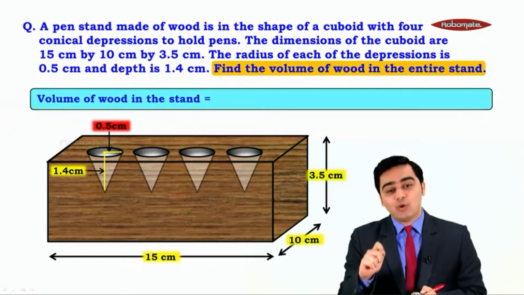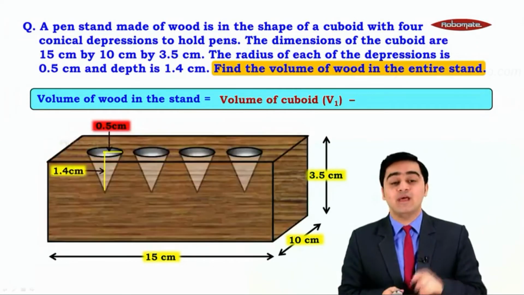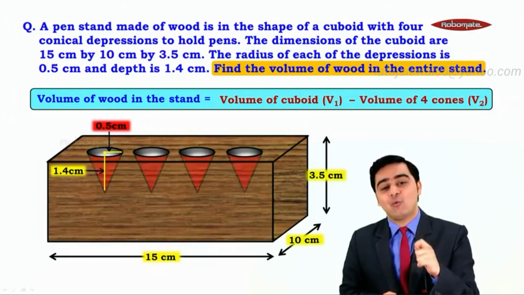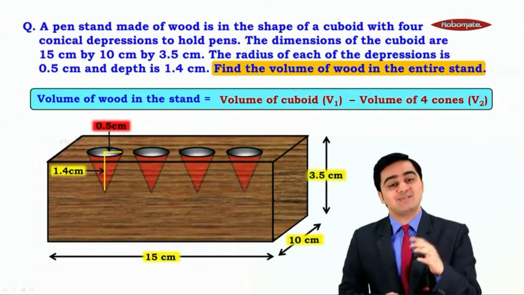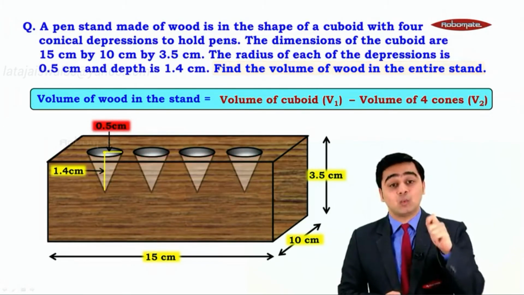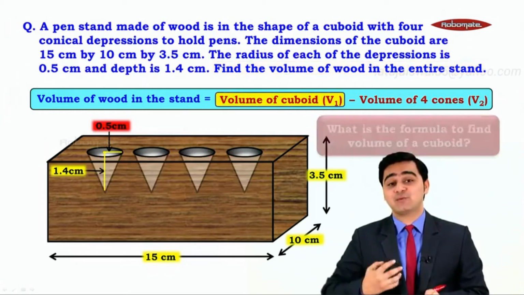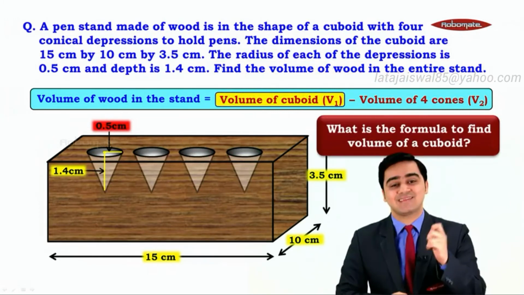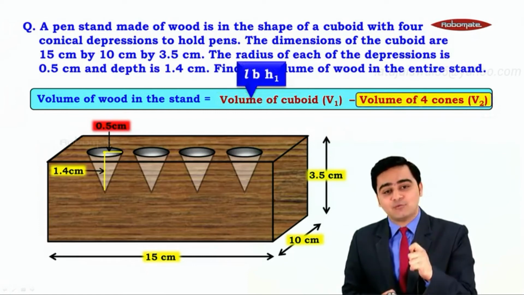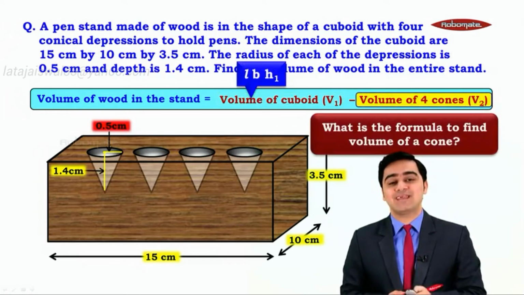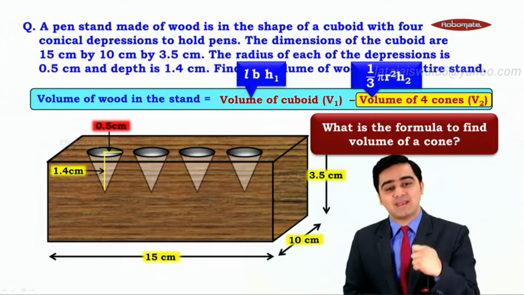We can say that volume of wood in the entire stand is equal to the volume of the cuboid minus the volume of 4 cones, and we can say that volume of 4 cones is 4 into volume of 1 cone, since all the cones are identical. Now, to get the volume of wood in the entire stand, we can have first volume of cuboid. Now, my dear students, what is the formula to find volume of a cuboid? Yes, it is LBH. So, we can write it as LBH1. Now, what is the formula to find volume of 1 cone? Yes, it is 1 by 3 pi r square h. We can write it as 1 by 3 pi r square h2.